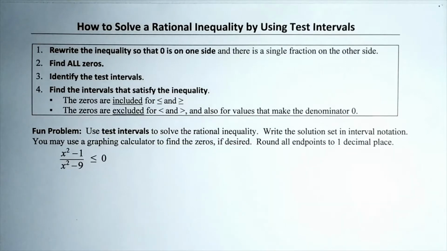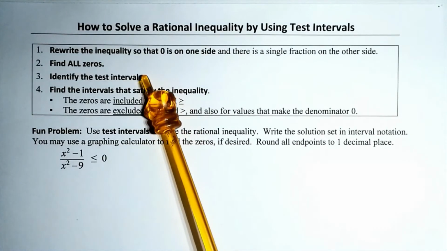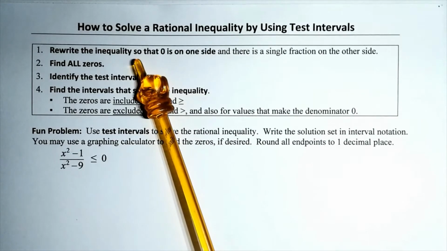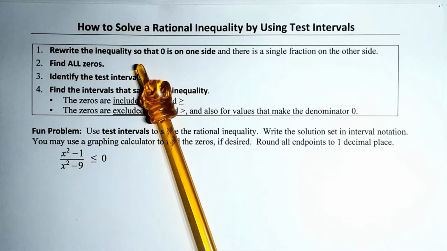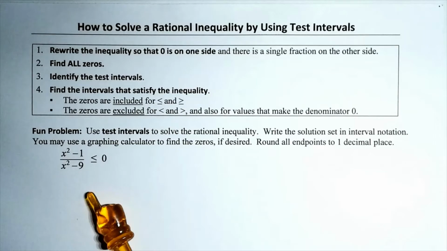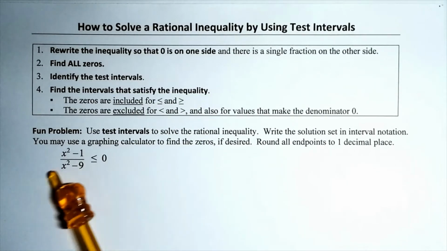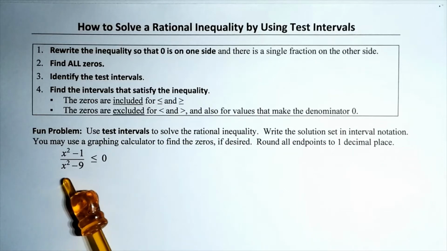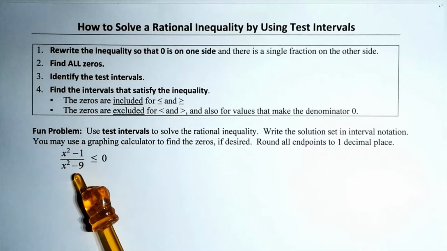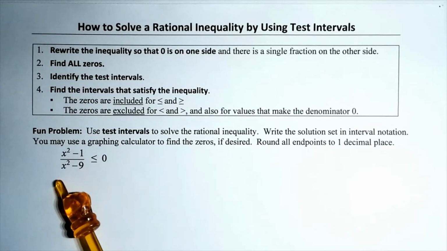Okay, so with that being said, what is the first step? The first step is to fix it so we have a 0 on one side and a single fraction on the other. And that's very important. Why? Because when it comes to fractions, I'm naturally drawn to get rid of the denominator. But I have to bite my tongue on that because I can't do that for rational inequalities. We gotta keep the fraction.